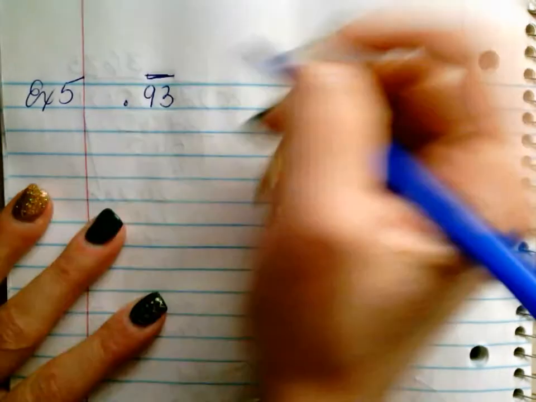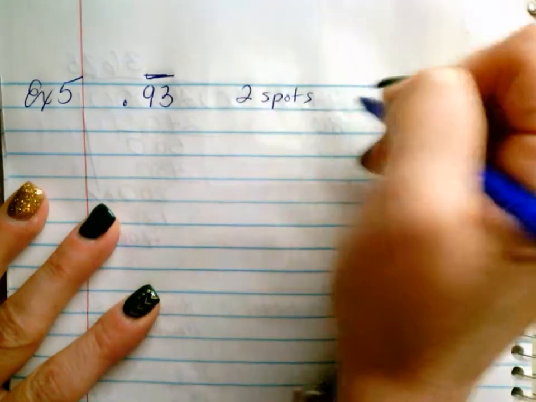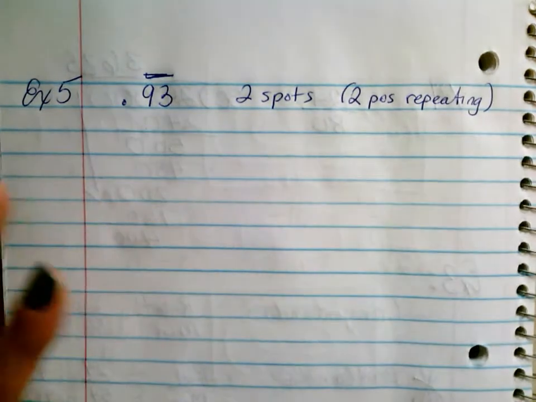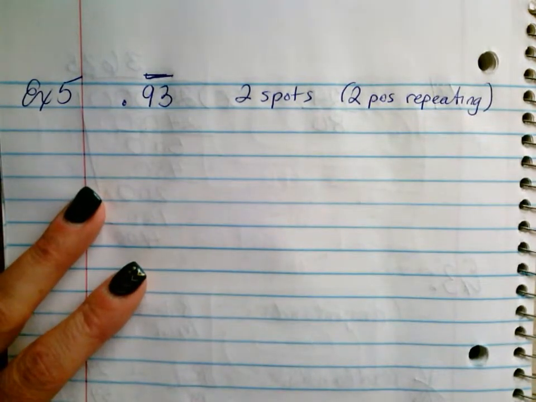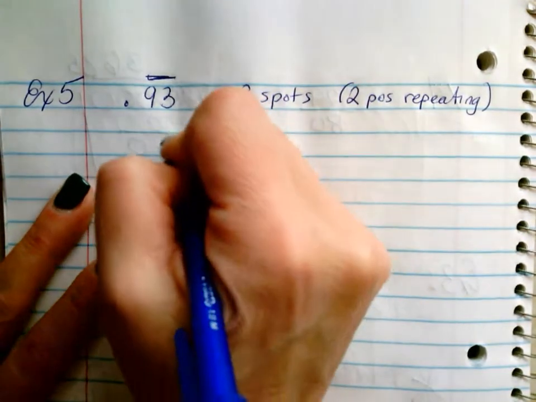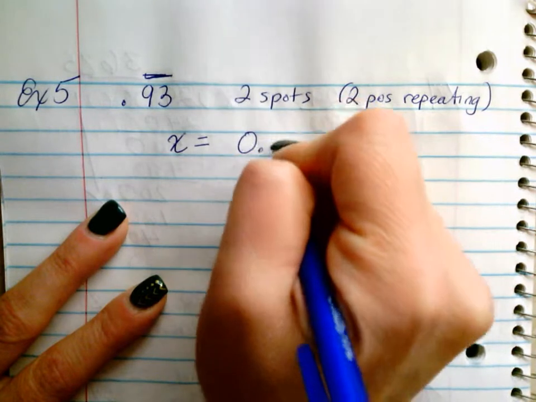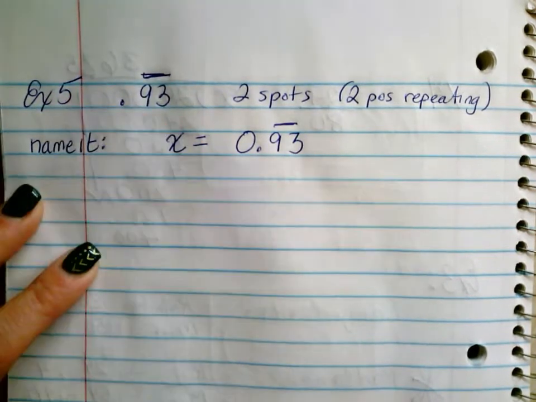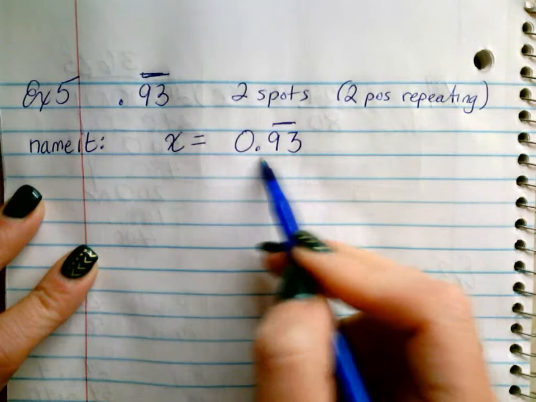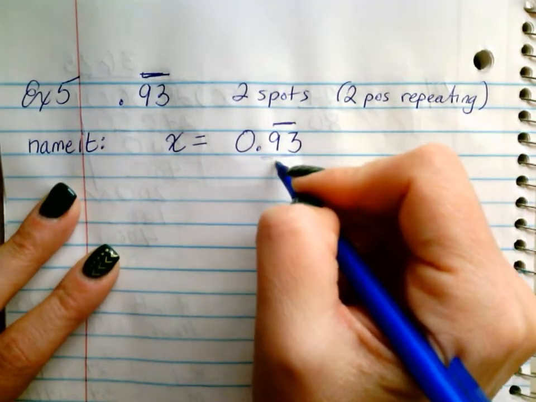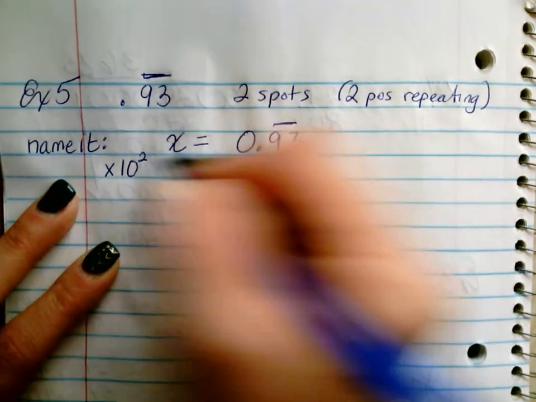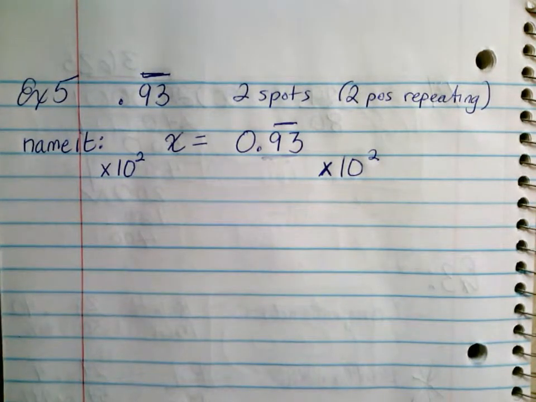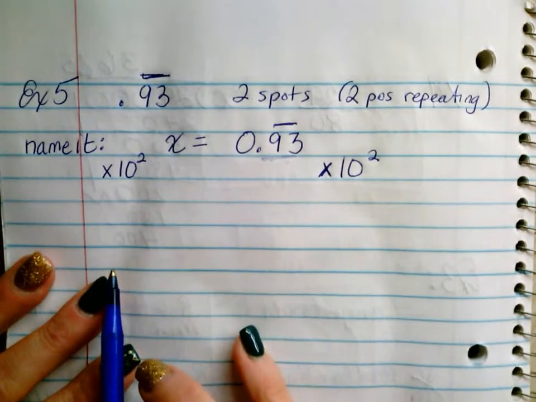Because this line is over 2 spots, because there are 2 positions repeating, you're going to do the following. You are going to equate this with x. First, name it. We're going to name it x. Then, knowing that we have 2 spots repeating, we are going to multiply both pieces by 10 to the second, otherwise known as 100. 2 spots repeating, multiply both spots by 10 to the second, which is 100.